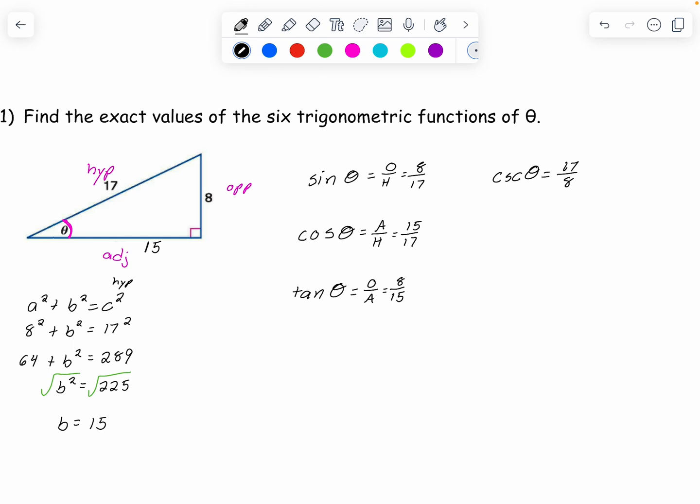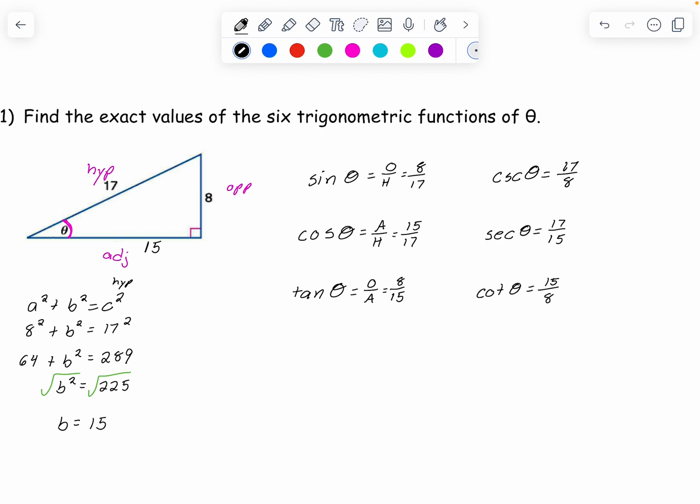Next, we do the reciprocal for cosine, which is secant theta, and we take the answer for cosine and we flip it, so that gives us 17 over 15. Again, cannot be simplified. Then we do the reciprocal for tangent, which is cotangent theta, and we flip that answer. So instead of 8 over 15, we have 15 over 8, and again, cannot be simplified.